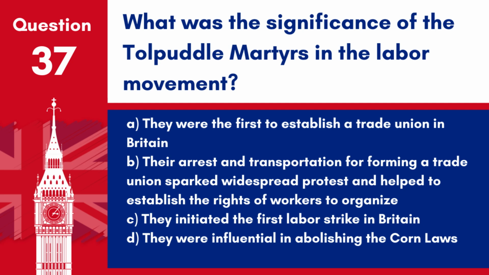Answer B. Their arrest and transportation for forming a trade union sparked widespread protest and helped to establish the rights of workers to organise. The Tolpuddle martyrs were a group of agricultural workers in Tolpuddle, England, who were arrested in 1834 for forming a trade union, leading to significant public outcry and eventual legal reforms benefiting labour rights.